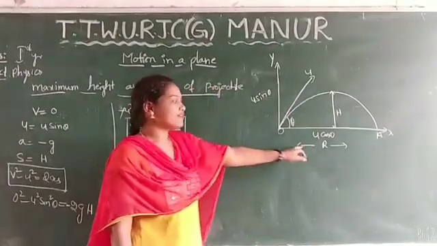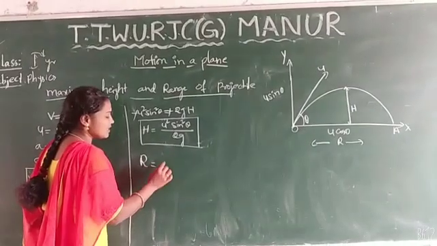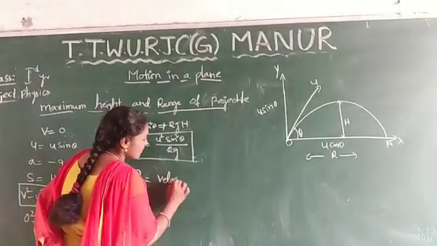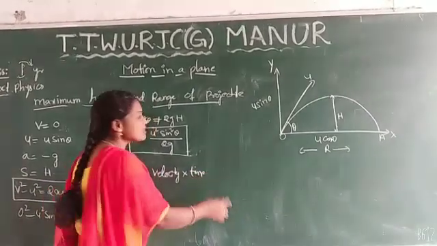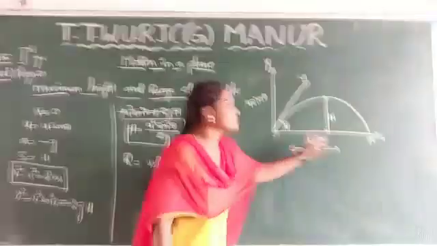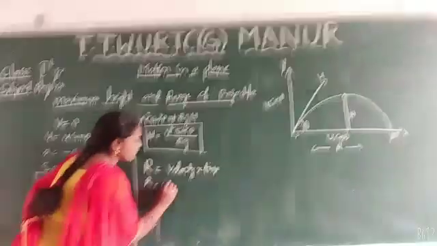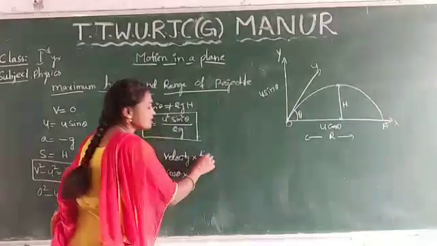Now we have to find the range. To find the range, we have the formula: range is equal to velocity into time. With how much velocity is it moving in the x direction? u cos theta. So R is equal to u cos theta into, and what is the time here? The time of flight.